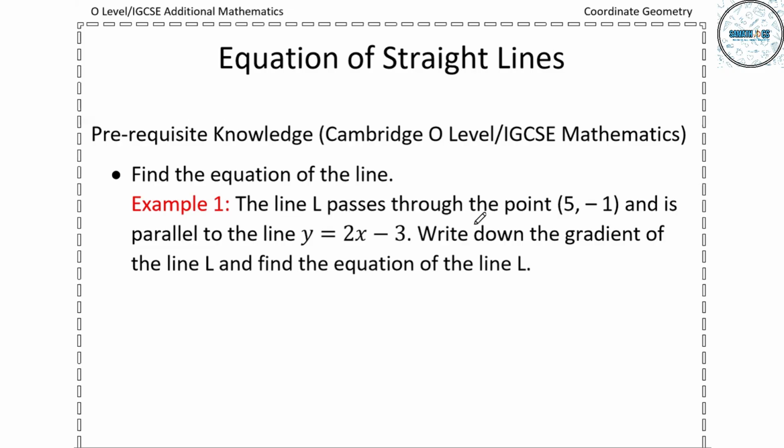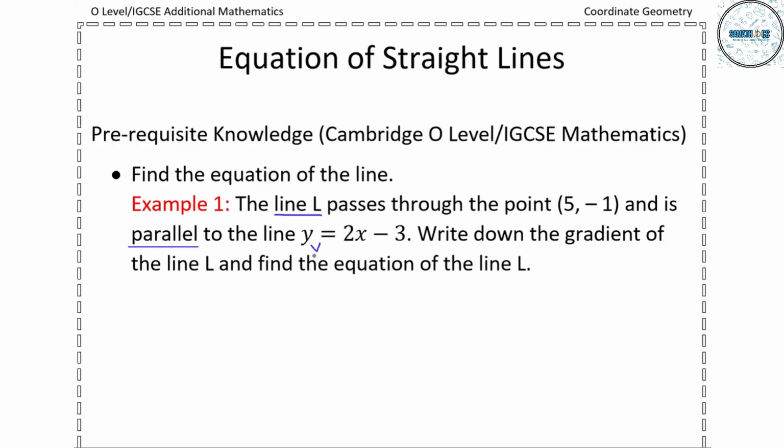The line L passes through the point (5, -1) and is parallel to the line y = 2x - 3. Write down the gradient of the line L and find the equation of the line L. It is given the line L passes through (5, -1) and is parallel to the line y = 2x - 3. If the lines are parallel, then their gradients are the same. So we have here y = 2x - 3.